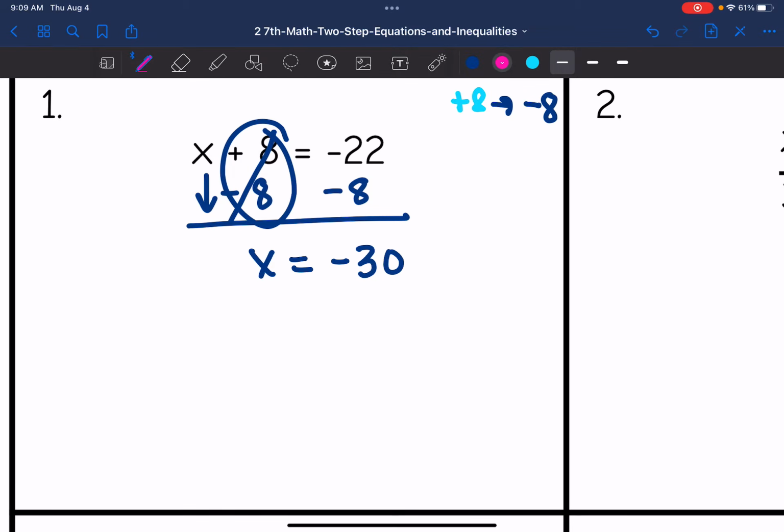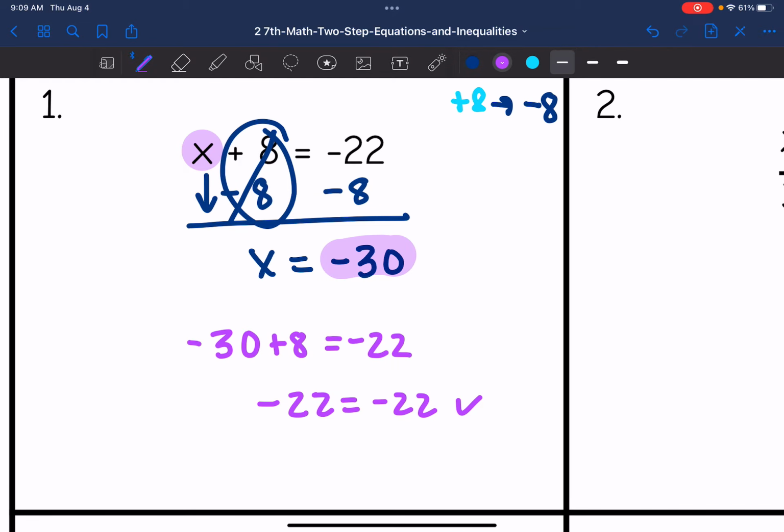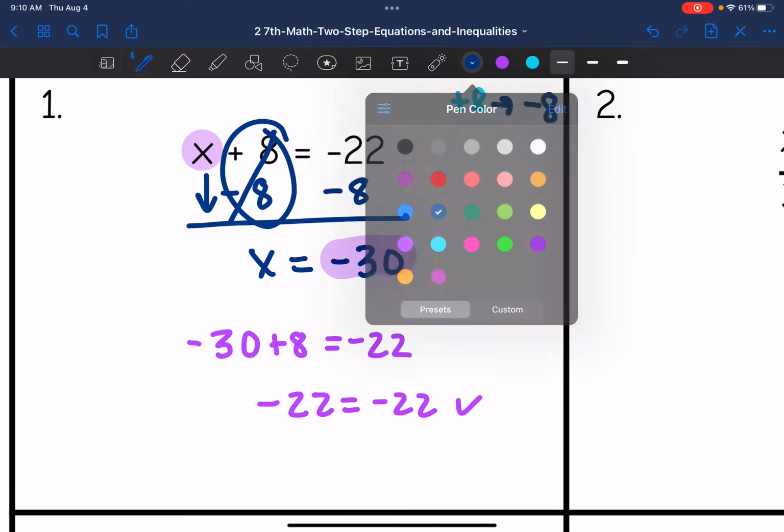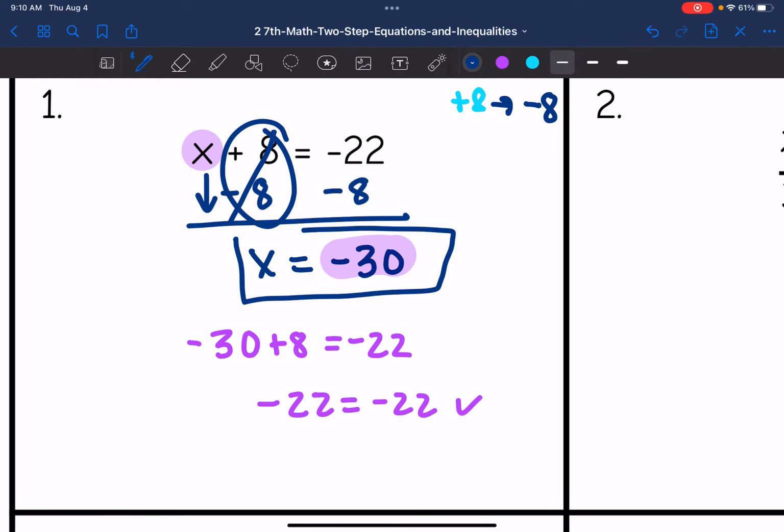And then the last thing that we want to do is verify that this solution is true. So I'm going to replace x with negative 30. So negative 30 plus 8 should equal negative 22. Which negative 30 plus 8 is negative 22, so we did this correctly. So x equals negative 30 is the correct solution here.